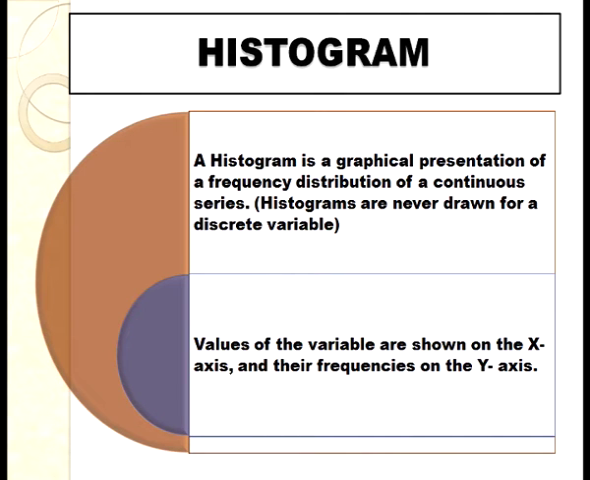Whenever we talk about histogram, it can be drawn only for a frequency distribution, first thing. The second thing is that it must be for a continuous series, that means the series must be continuous. So histograms can never be drawn for frequency arrays. Next, whenever we draw the histogram, values of the variable are shown on the x-axis and their frequencies are shown on the y-axis.